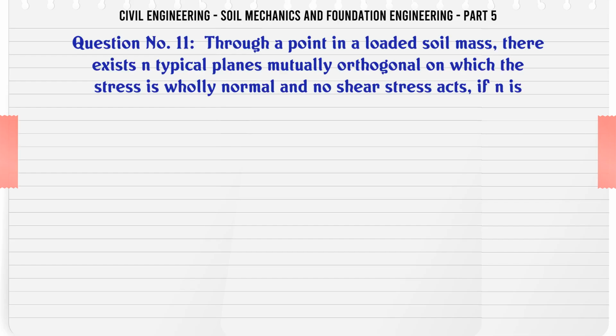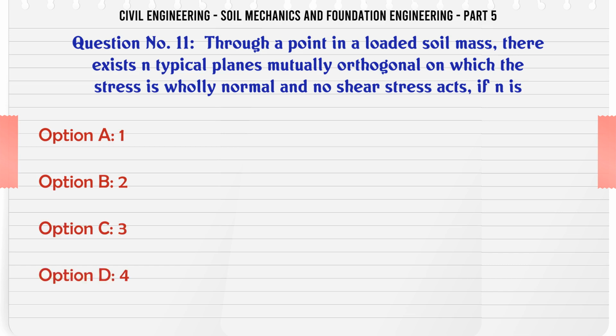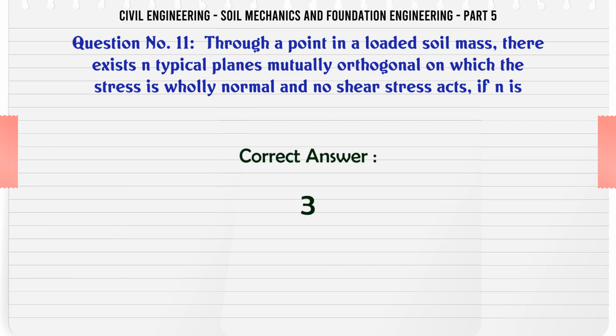Through a point in a loaded soil mass there exist n typical planes, mutually orthogonal, on which the stress is wholly normal and no shear stress acts. n is: A. 1. B. 2. C. 3. D. 4. The correct answer is 3.